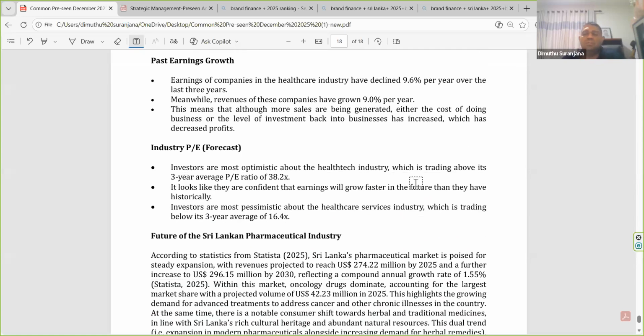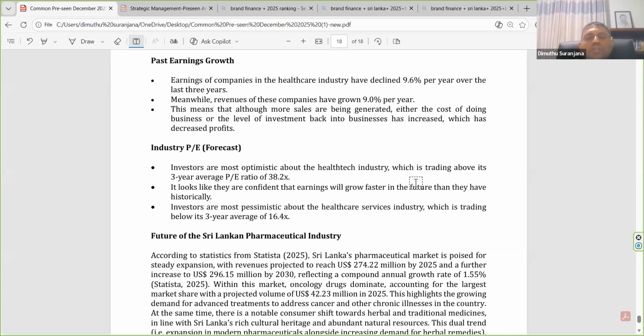Past earning growth: earnings of companies in the healthcare industry have declined by 9.6% per year over the last 3 years. So earning has come down. Meanwhile, revenue of these companies has grown 9% per year. Revenue grows, but earning declines. That indicates cost has increased.